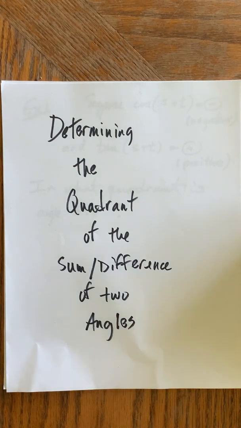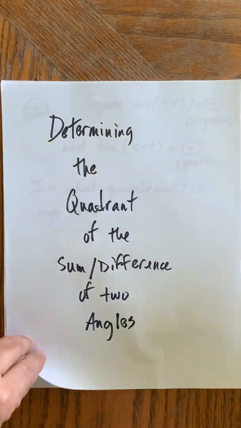Hello, so in this video I want to address how you know what quadrant the sum or difference of two angles is. Some problems give you two angles separately and tell you what quadrant each angle is in, but you have to figure out, now that I have to add or subtract these angles, in what quadrant is this new angle that ends up being the sum or difference of the two angles that were given?